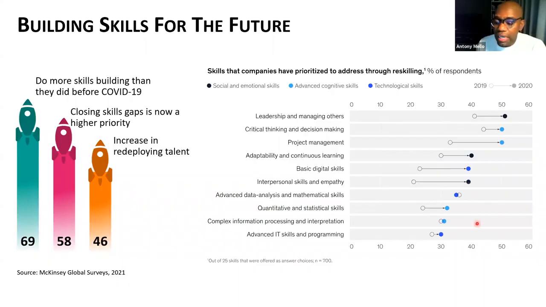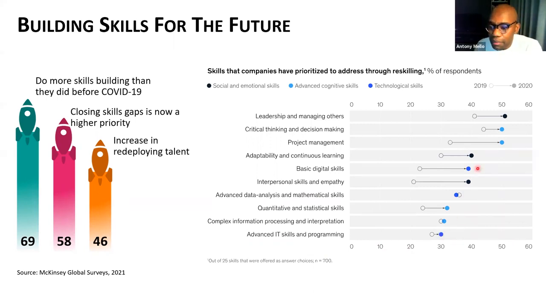And similarly, we see a lesser increase in most of the technological skills. Advanced data analytical mathematical skills hardly moved, about 34 to 35% of people saying they're going to focus on that. Advanced IT skills also moved from about 28 to 30%. So there hasn't been a large move in terms of what people see as a focus on technological skills.